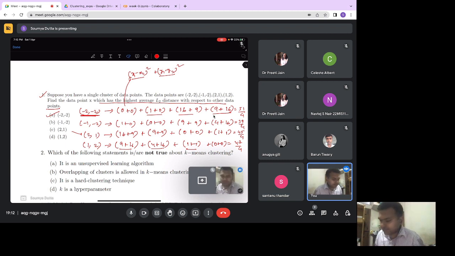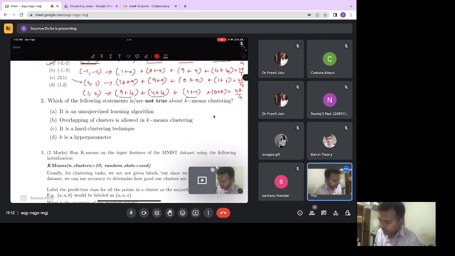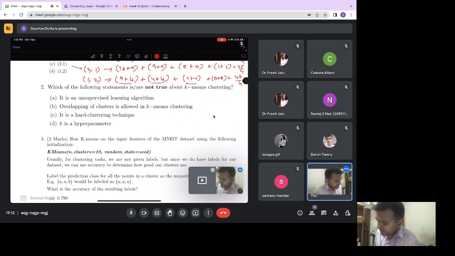This is just an exercise about how to calculate the L2 distances. You would require to do that if you do k-means clustering, so this is just an example for that. Okay, then which of the following statements is or are not true about k-means clustering? So which is the statement which is not true?